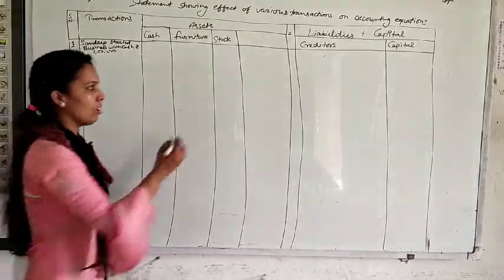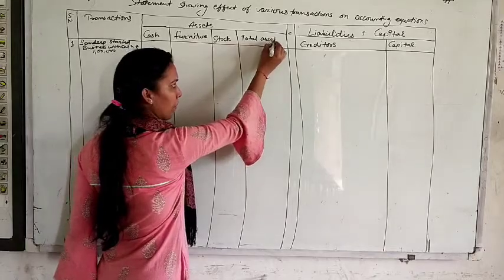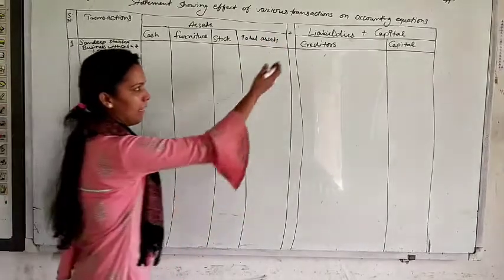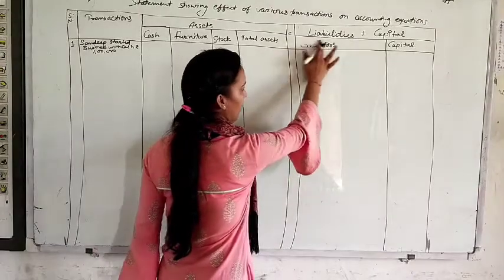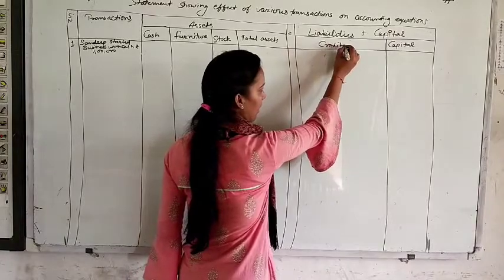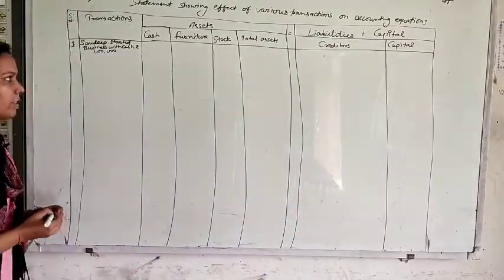So the last column we can prepare here is total assets. That will be easy for us to match the equation. And in liabilities you have only one liability, that is creditors. So we can write it properly, creditors. Okay, now let's start with the transactions.